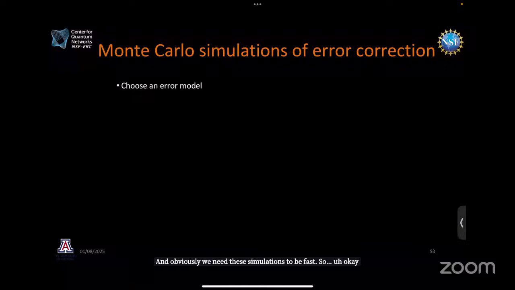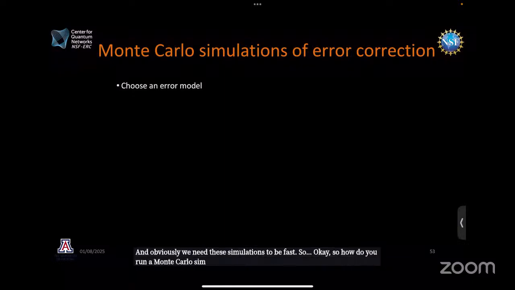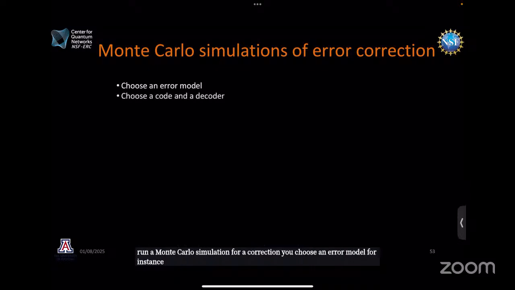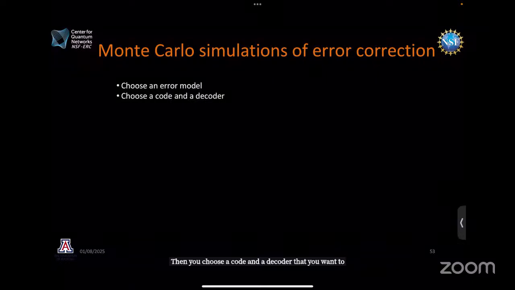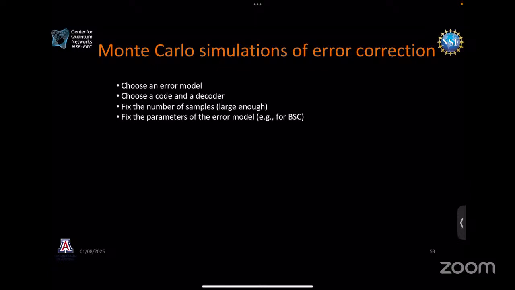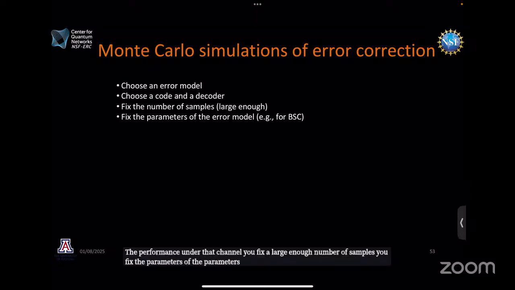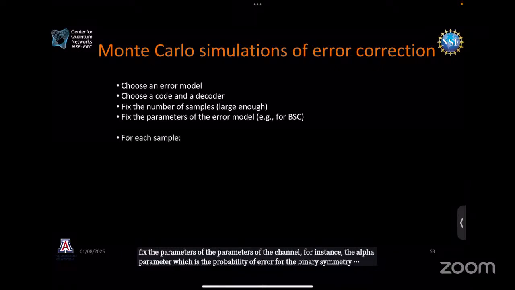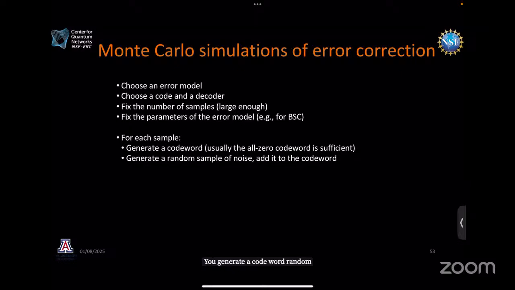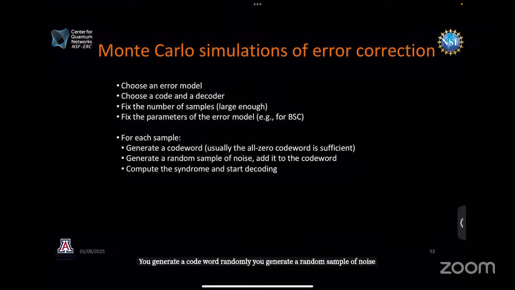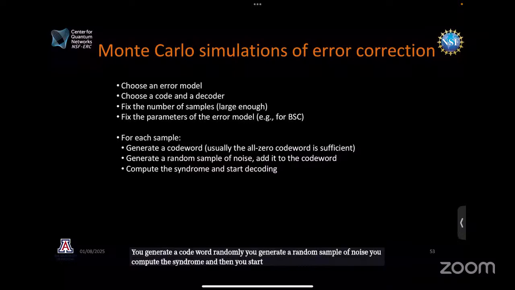Okay. So how do you run a Monte Carlo simulation for error correction? You choose an error model, for instance, the binary symmetric channel. Then you choose a code and a decoder that you want to benchmark the performance under that channel. You fix a large enough number of samples. You fix the parameters of the channel, for instance, the alpha parameter, which is the probability of error for the binary symmetric channel. And then for each sample, you generate a code word randomly. You generate a random sample of noise. You compute the syndrome, and then you start decoding using, for instance, bit flipping or belief propagation.